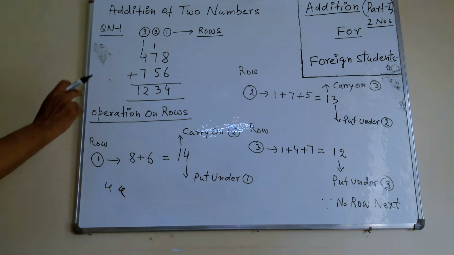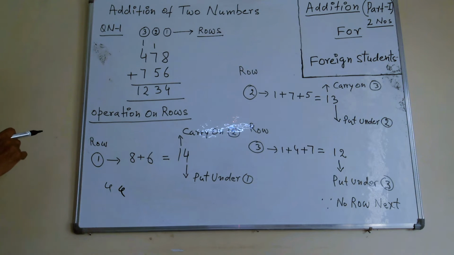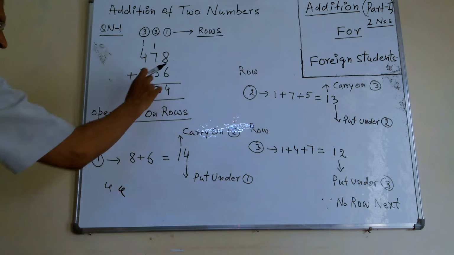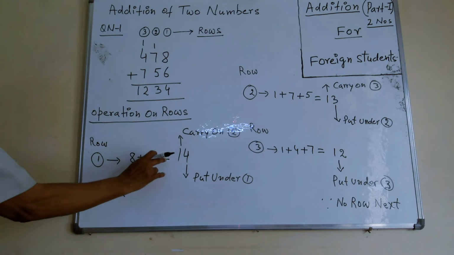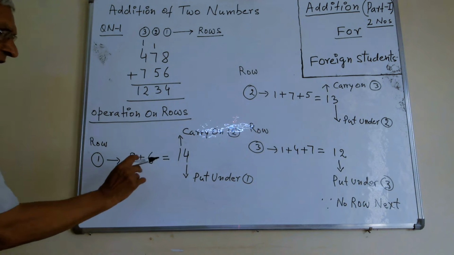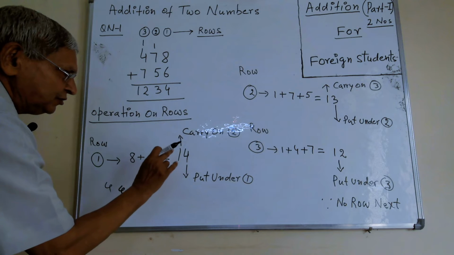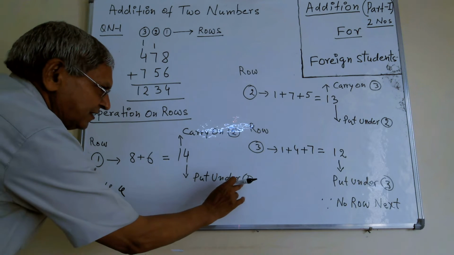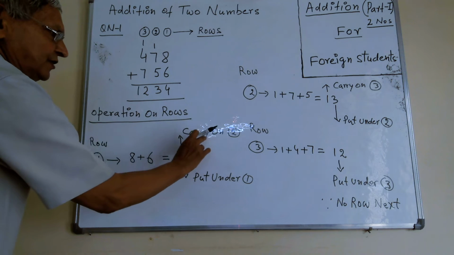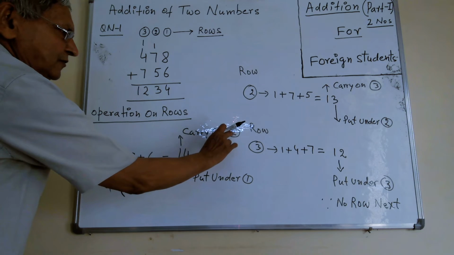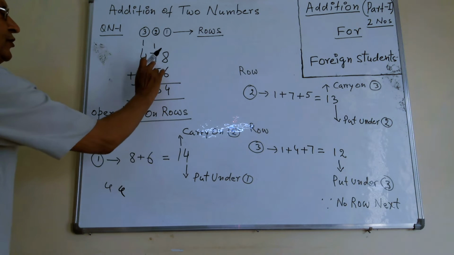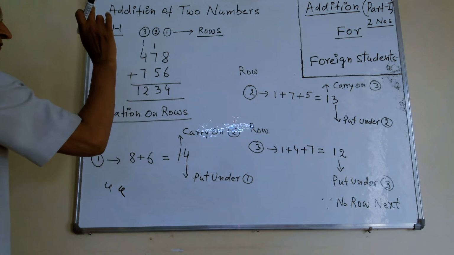First, I take the first row. In the first row, there are two numbers, 8 and 6. 8 plus 6 is equal to 14. Add these two numbers, you will get 14, and you have to write this 14 in two manners. Write 4 under the first row and 1 above the second row, and this is carry on the second row. 4 write down here, and this 1 above the second row. This is the second row, this is 1.